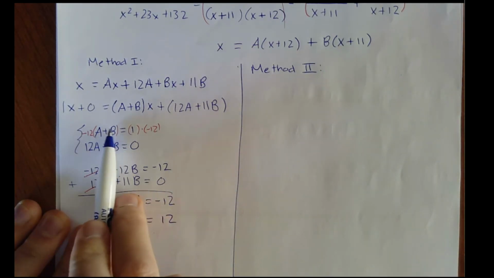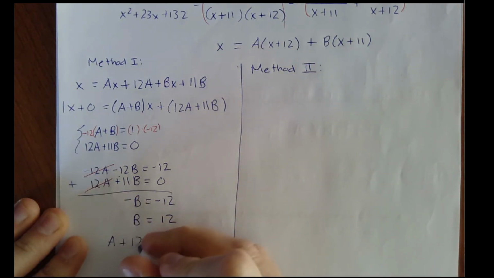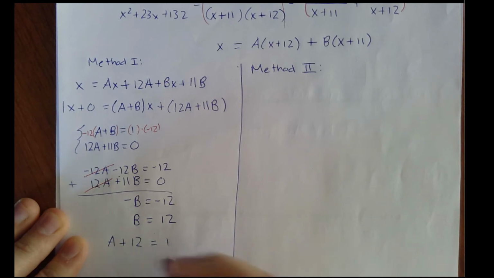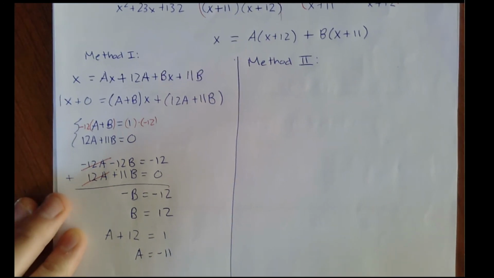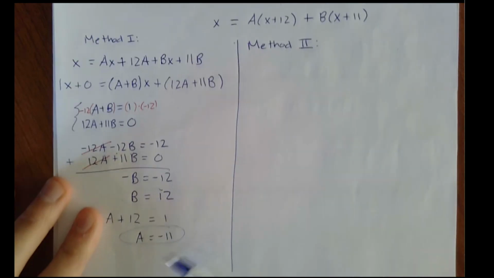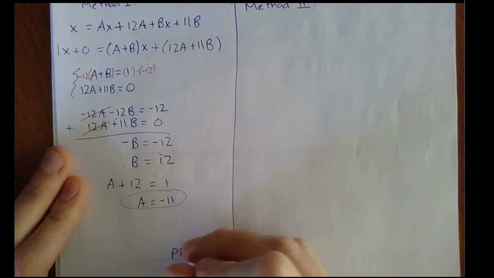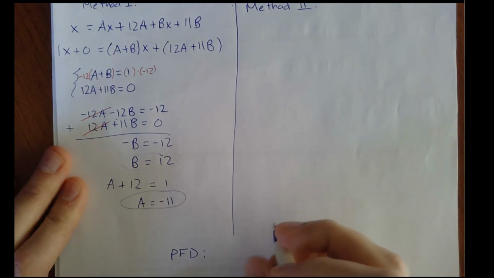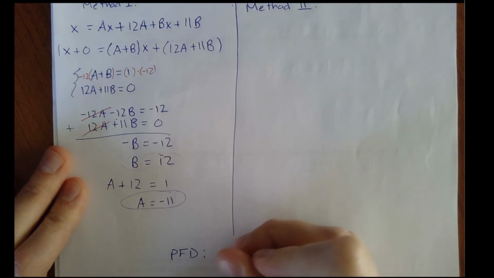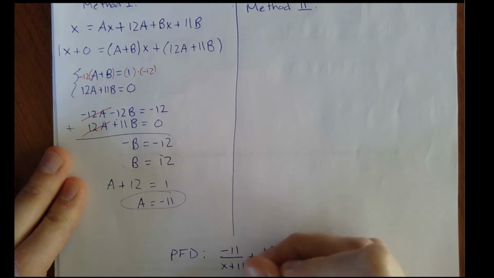And then I can substitute that back into the first equation, a plus b equals 1. So a would equal negative 11. And then all we have to do is plug these coefficients back into the form of the partial fractions. So our partial fraction decomposition would be a over x plus 11, so negative 11 over x plus 11, plus b over x plus 12.